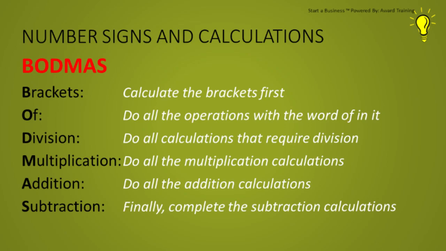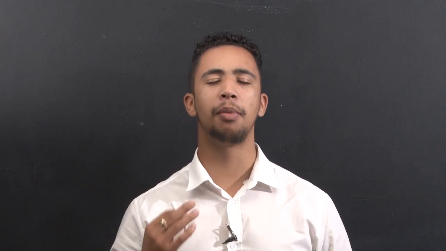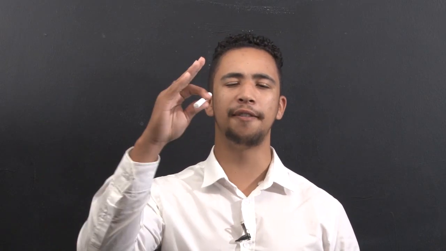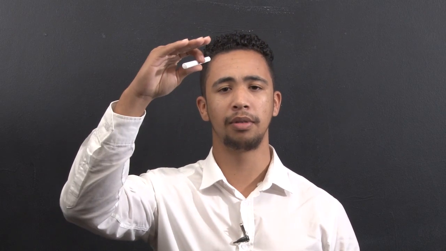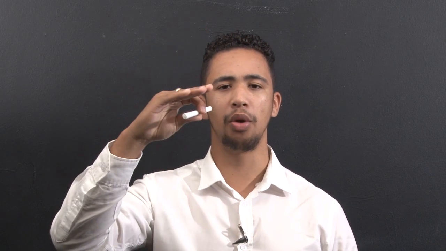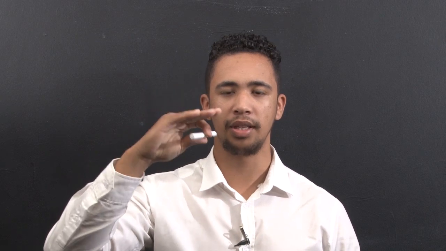Complete the subtraction calculations. So guys, when we deal with BODMAS, we deal with the B first because it's at the top. Brackets, then we deal with O, of, then we deal with D, division, and so on. So let's take a look at some examples. That means we go to the blackboard.